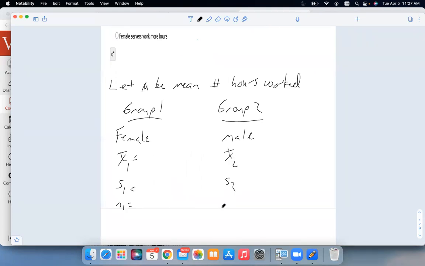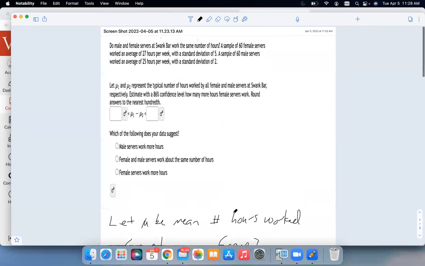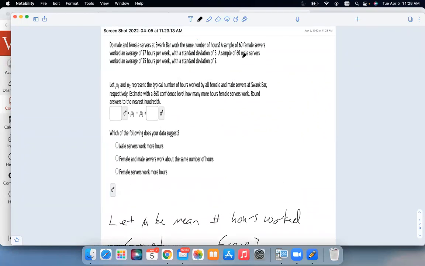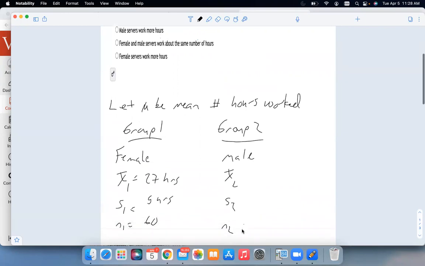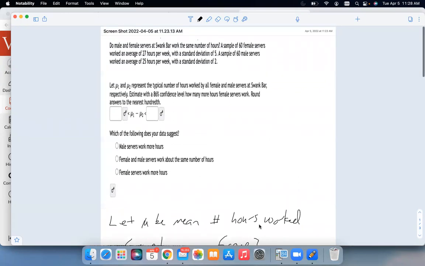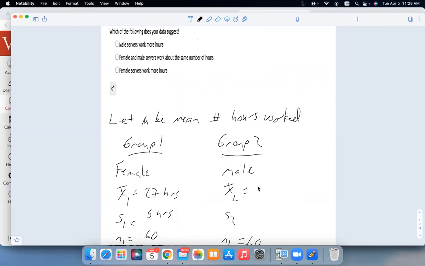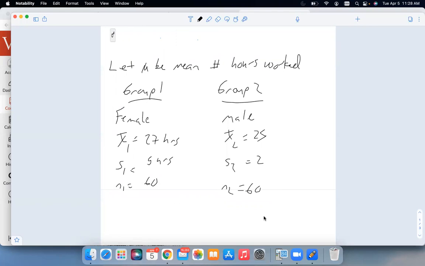Okay, so what do we have? Both sample sizes are 60. 27 and 5 hours, and these were both 60. And then for the male workers, 25 and 2. Okay, that's our setup. Now the calculator does all the work for us. Remember, on written assignments, I want you to write all this out.